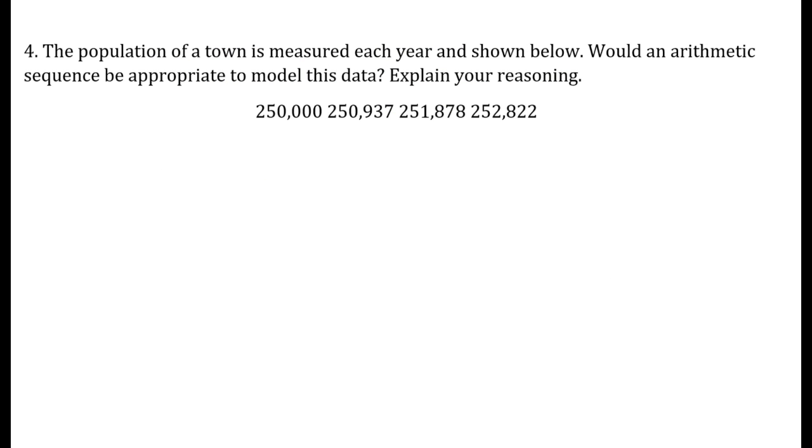Number 4, the population of a town is measured each year and shown below. Would an arithmetic sequence be appropriate? An arithmetic sequence is appropriate if I'm adding or subtracting the same number each time, that common difference, to model this data. So explain your reasoning. How do I get from one term in the sequence to the next? We start with 250,000 and we end up with 250,937. So that's clearly plus 937.